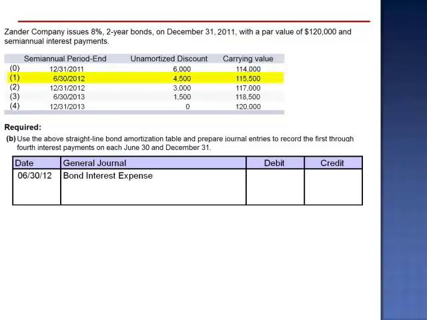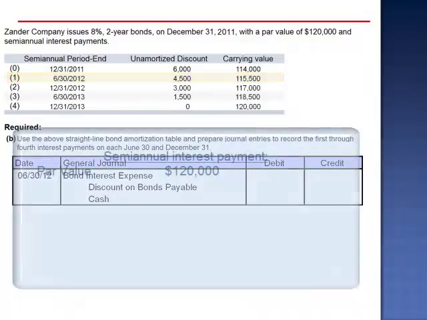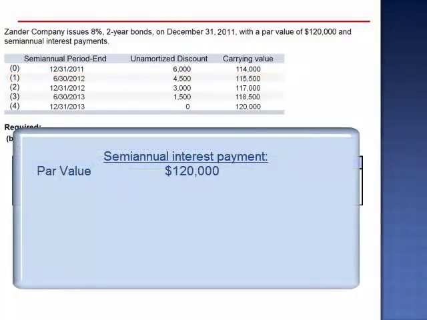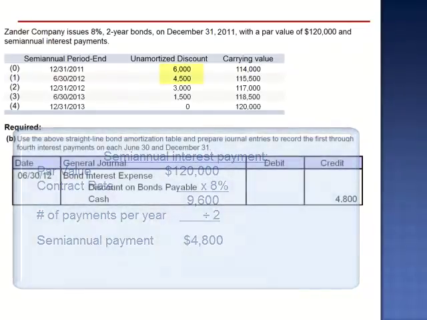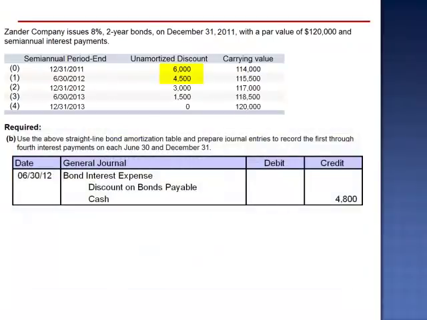On June 30th, 2012, debit bond interest expense, credit discount on bonds payable to increase the liability by the amount of the amortization, and credit cash for the amount of the semi-annual payment. The amount of the semi-annual payment is calculated by taking $120,000 multiplied by the contract rate of 8%, $9,600, and then dividing by 2. The semi-annual cash payment is $4,800. The amount of the amortization is $1,500. This increases the liability by $1,500.